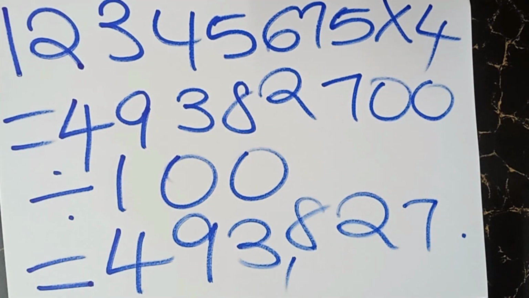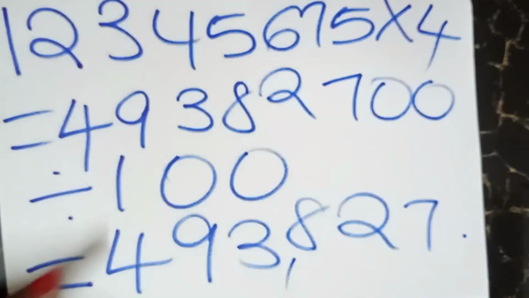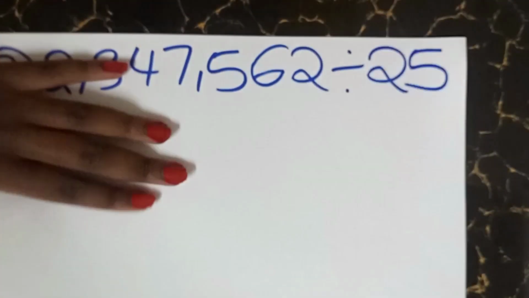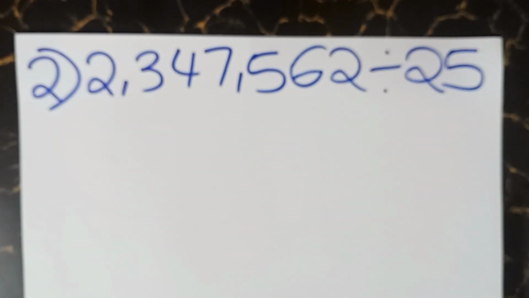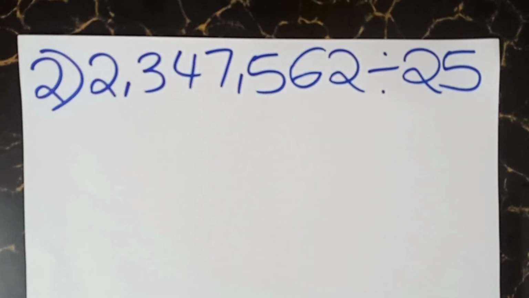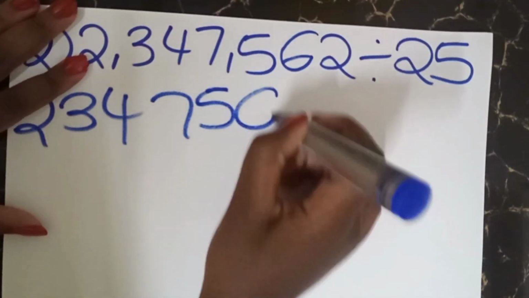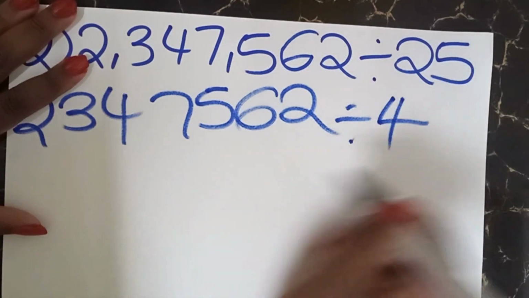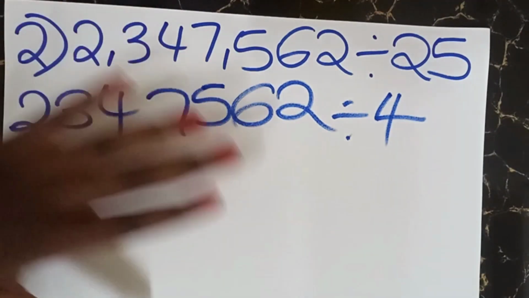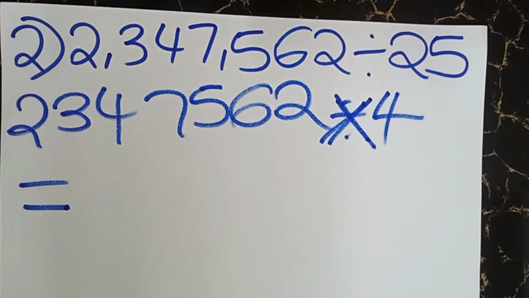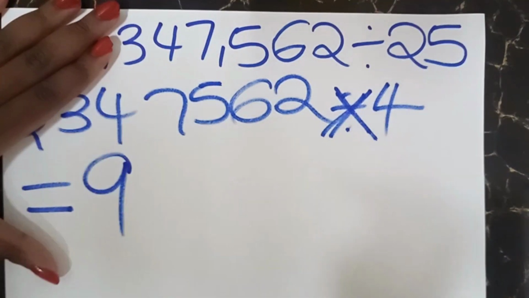Are we together? Let's go through another example. So this divided by 25. The first step is to multiply this number by 4 and then divide it by 100 to get our answer, okay? So what happens when we multiply this number by 4? My apologies for that. So when you multiply that by 4, you get this number here.